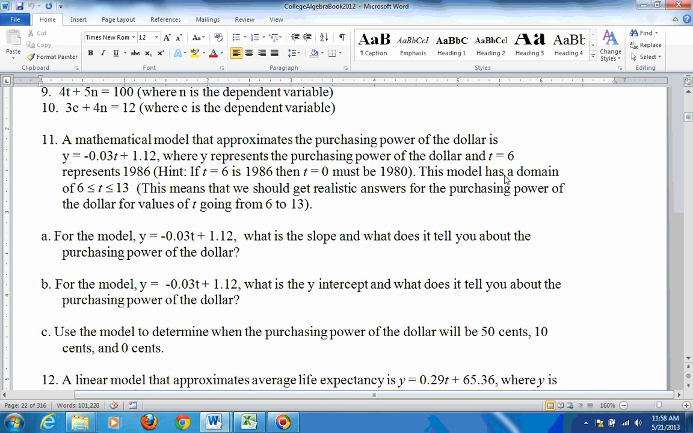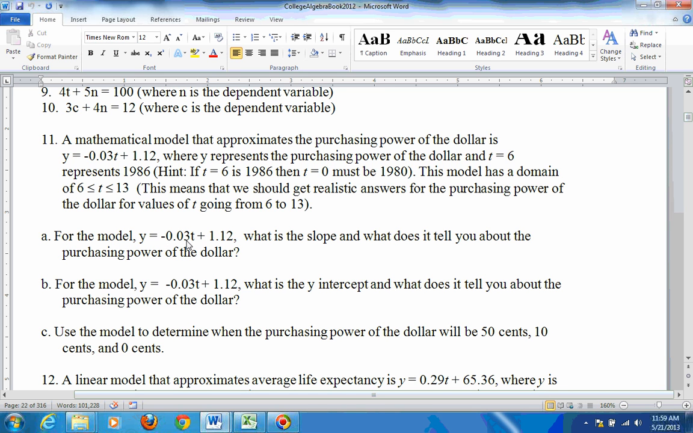So anyway, this model has a domain going from 6 to 13. This just means that we should get realistic answers for the purchasing power when t goes from 6 to 13. So part A says for this equation, what is the slope? What does it tell you? Well, here's the slope, negative 0.03. Negative means it's going down. So the purchasing power of the dollar goes down by 3 cents every year.